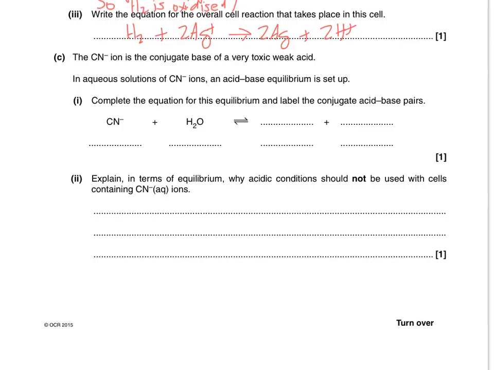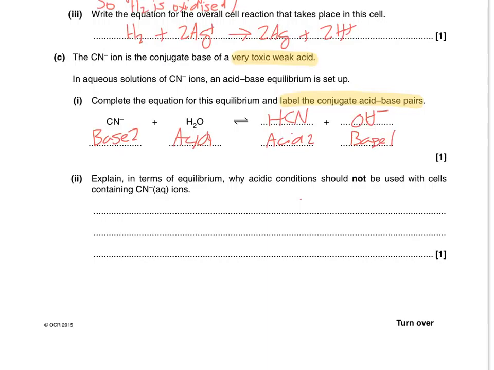And it asks us here to label the conjugate acid-base pairs. I'm putting in a little highlight of the fact it's a very toxic weak acid, which gives you an idea of what you might want to put a bit later down the page. So that's base 2, acid 1, and that's HCN, OH minus, acid 2, base 1.